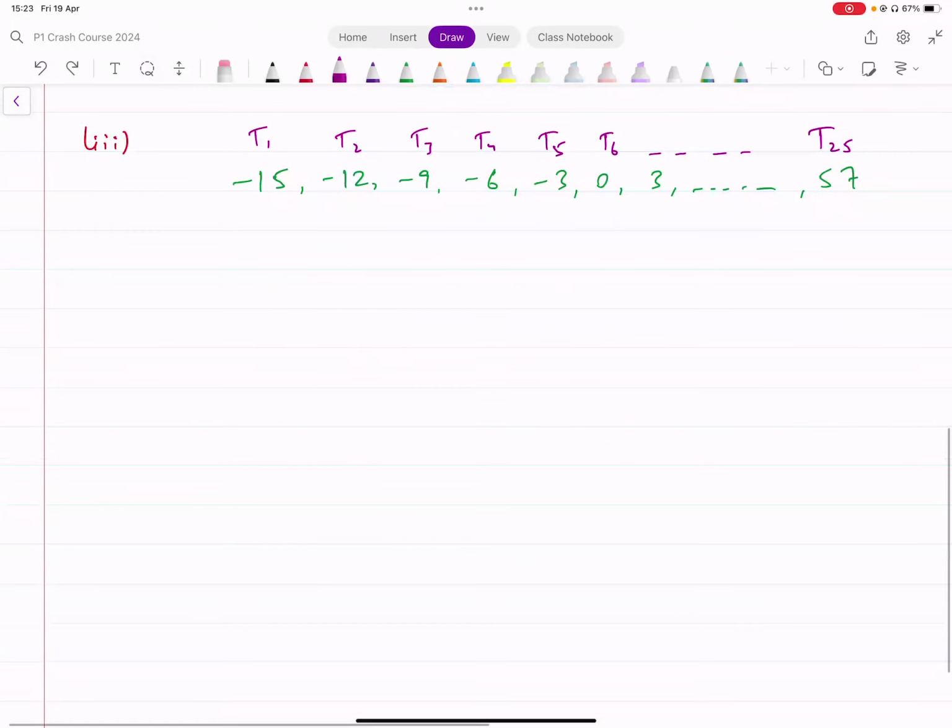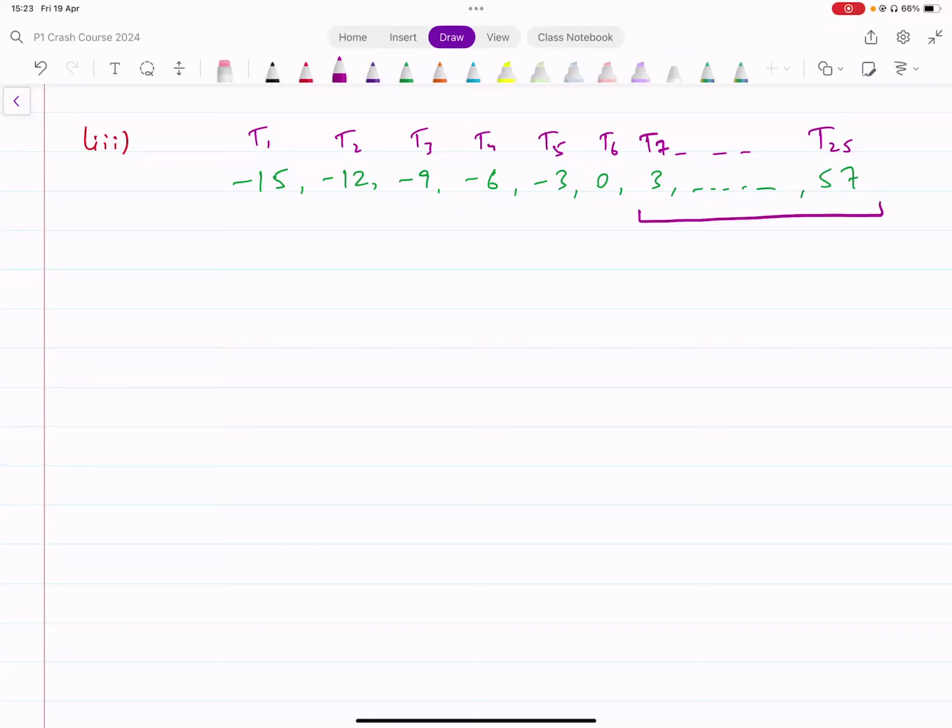Now, we don't need to include 0 as well. It doesn't make any difference if we include that or not, because 0 will not make any difference to the sum. So we could start from T7 and go up to 57. That's what we've got to do.